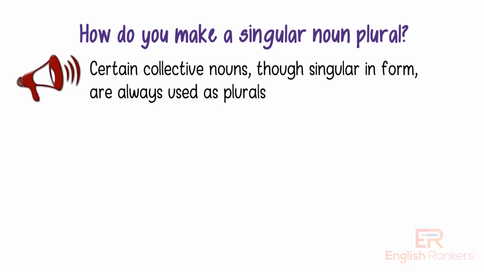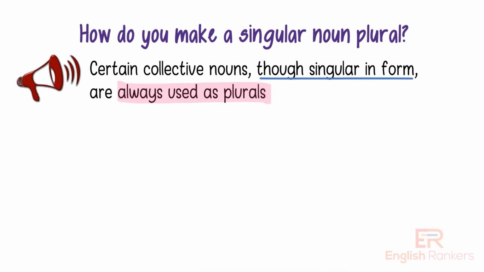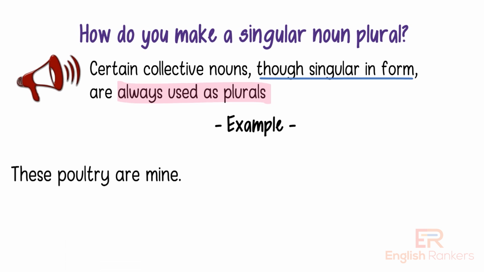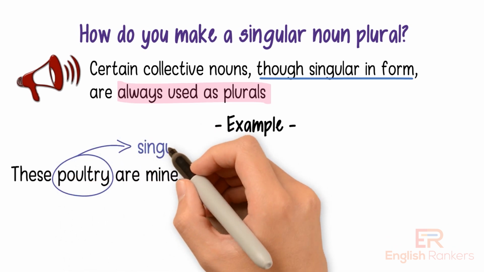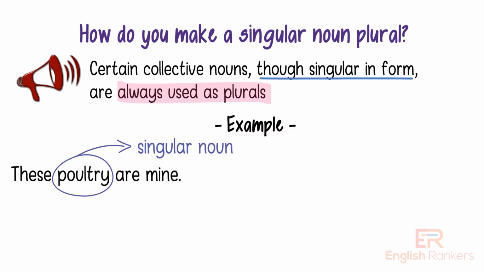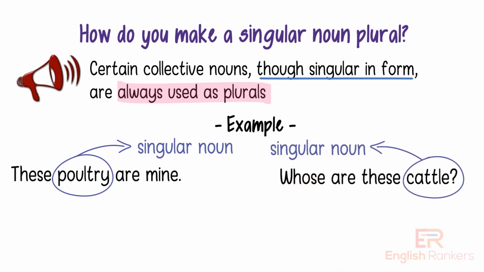Certain collective nouns, though singular in form, are always used as plurals. For example, these poultry are mine. Here poultry is in the singular but used as a plural. In the sentence, whose are these cattle? Cattle is a singular noun but used as a plural noun. Other examples are vermin, people, gentry.